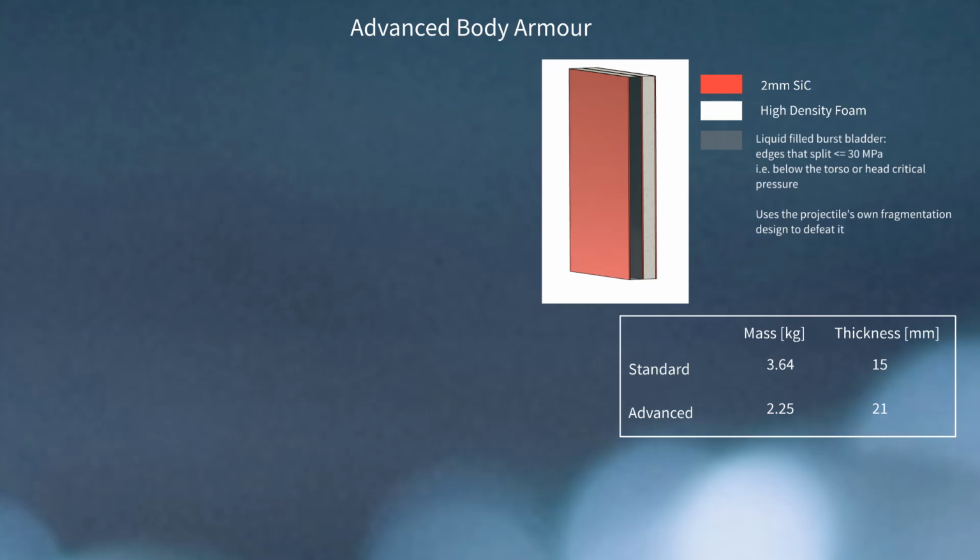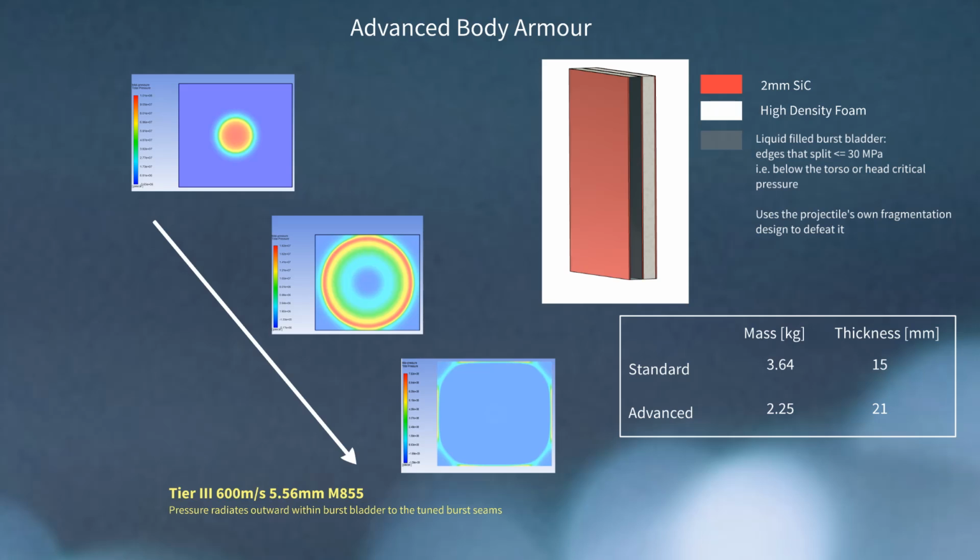Further, by replacing the high density foam with a second burst bladder, we may be able to provide the first ever multi-impact, multi-round armour. And here we model the effect of that pressure wave being transferred not through the body but outwards within the liquid layer and out to the seams.